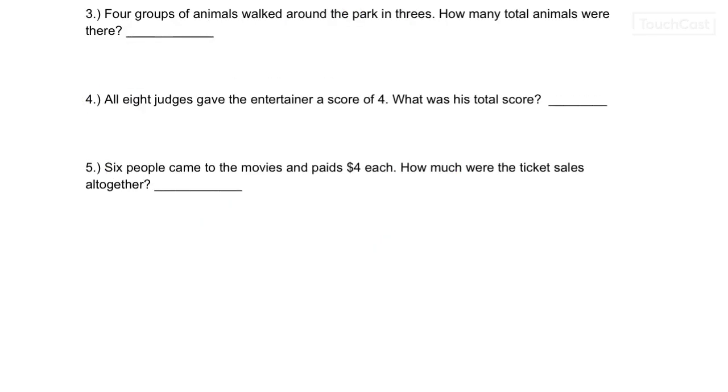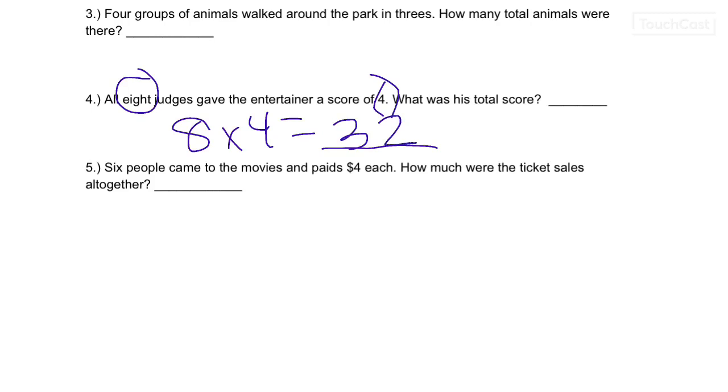Alright, for number 4, all 8 judges gave the entertainer a score of 4. What was his total score? What's my equation? 8 times 4. Let's roll our 4s 8 times. 4, 8, 12, 16, 20, 24. That's how we roll our 4s. 28, 32. 32 would be the total score.